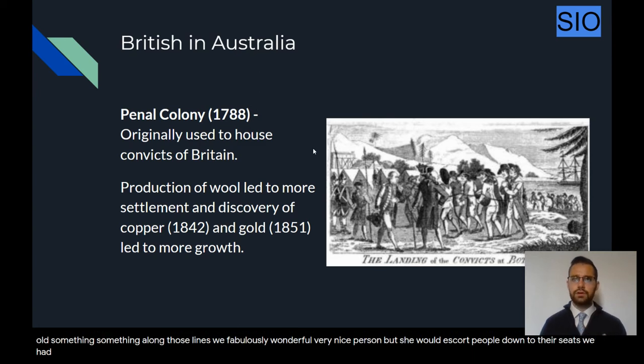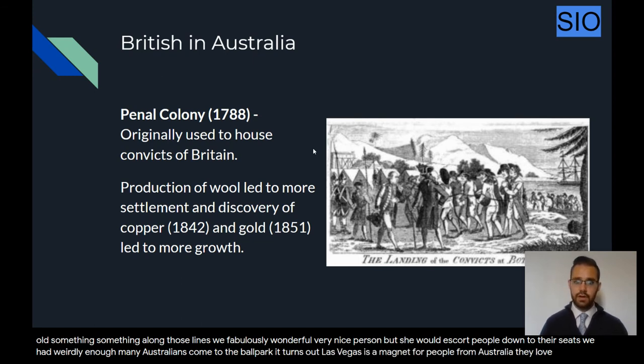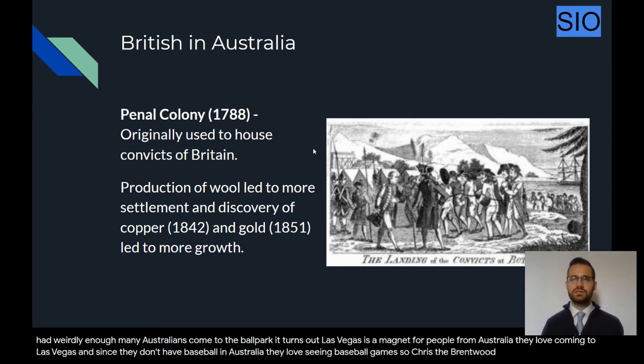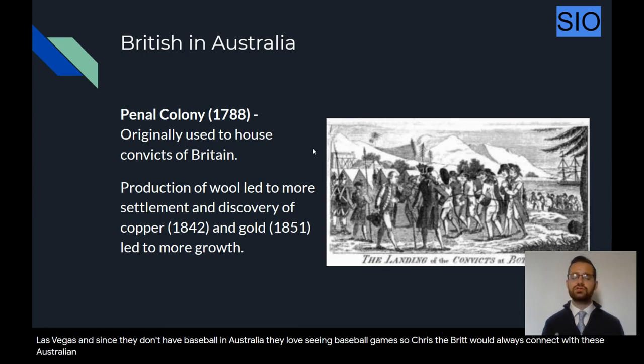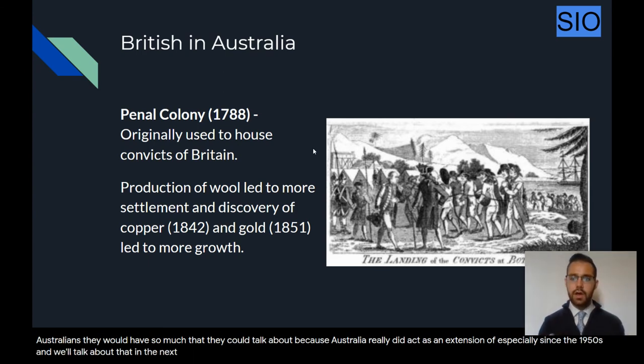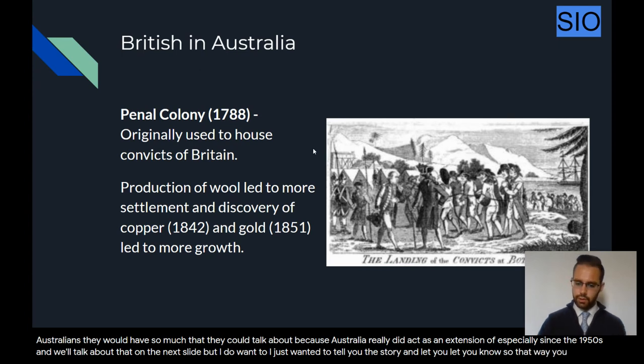We had, weirdly enough, many Australians come to the ballpark. It turns out Las Vegas is a magnet for people from Australia. They love coming to Las Vegas. And since they don't have baseball in Australia, they love seeing baseball games. So Chris, the Brit, would always connect with these Australians. They would have so much that they could talk about because Australia really did act as an extension of Britain. Those things have changed a bit, especially since the 1950s, and we'll talk about that on the next slide. But I just wanted to tell you the story and let you know, so that way you see a real life example.